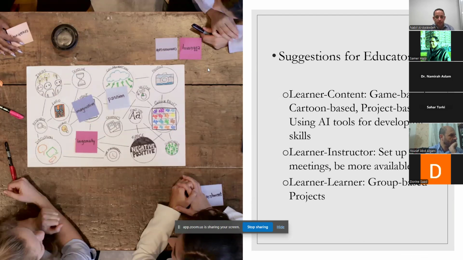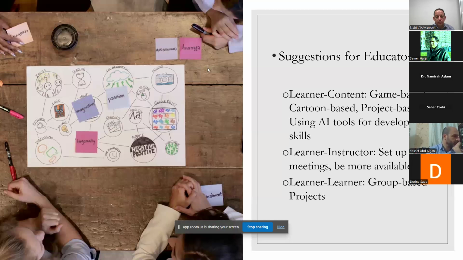Here are some suggestions based on the papers I analyzed. Since learner-content interaction is the most frequent and effective one, teachers should focus more on developing the content of the course. For instance, the content could be game-based, cartoon-based, or project-based. So this will boost the learning level of students.